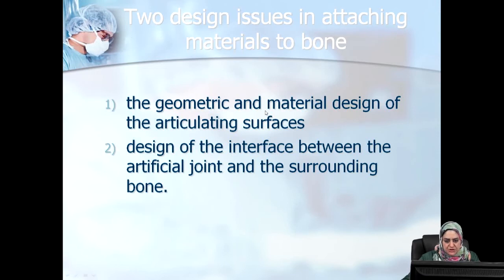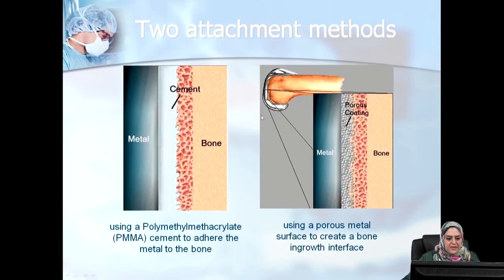Two design issues in attaching material to the bone: the geometric and material design of the artificial surface, and the design of the interface between the artificial joint and the sliding point. Two attachment methods. The first attachment uses polymethyl methacrylate PMMA cement to adhere the material to the bone. In another figure, the pores in the metal surface create an ingrowth interface.